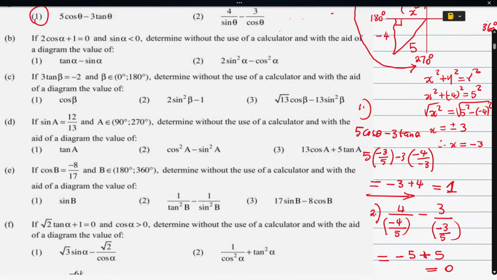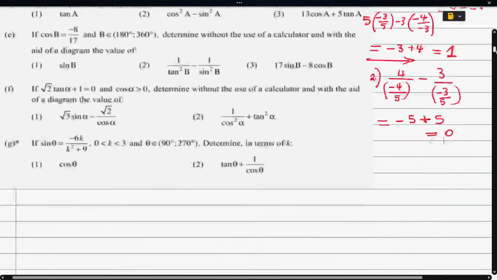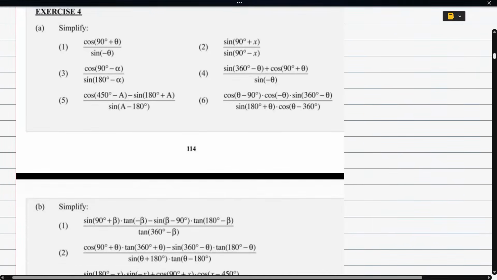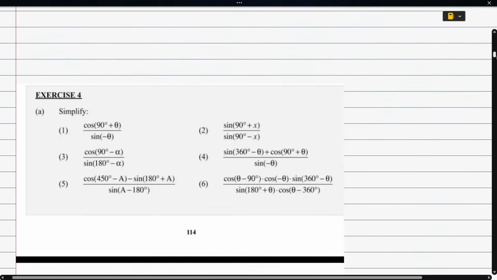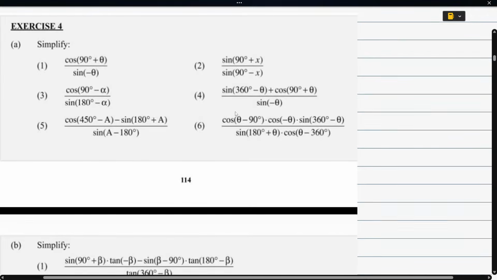Let's go to the second part. Remember, this video is about all you need to know in trigonometry. Okay, so let's go straight to the next one. What is the other thing? Reduction formula. What do you need to know? What is the other thing that you need to know? It's the reduction what? Formula.